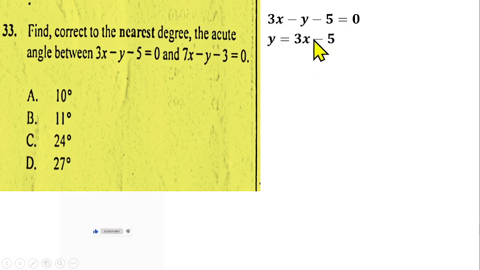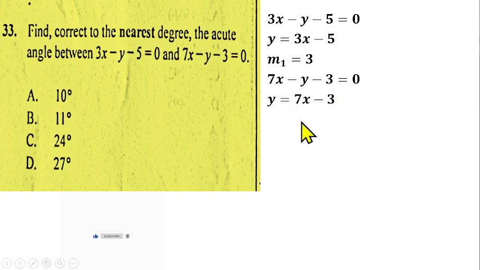So if you take this y to this side, you have y equals 3x minus 5. That means your m1 will be 3. Then from this one as well, we have 7x minus y minus 3 equals 0. Take this y to the other side, and you have y equals 7x minus 3. So that means m2 is equal to 7.